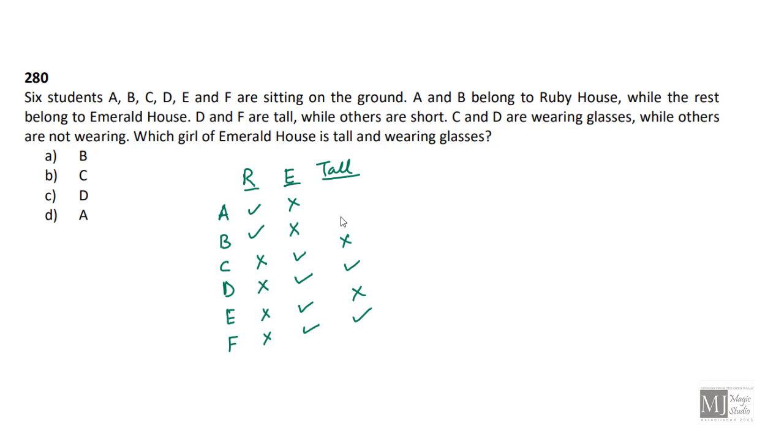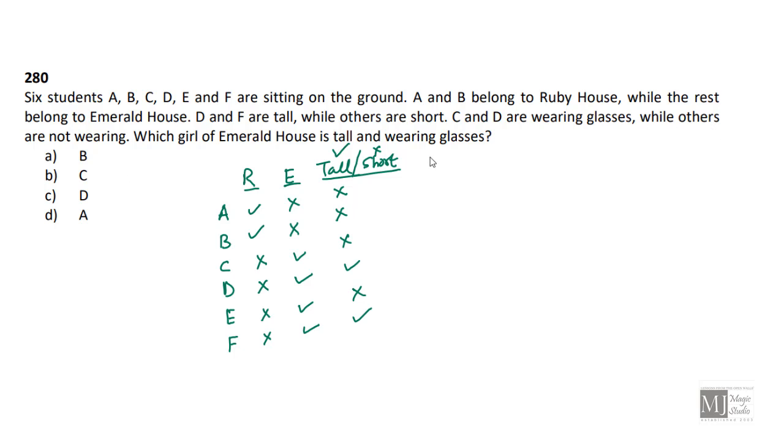Tall are D and F. I'll cancel out also these. Others are short. Okay, cancellation means short. Tall is tick, short is cross.